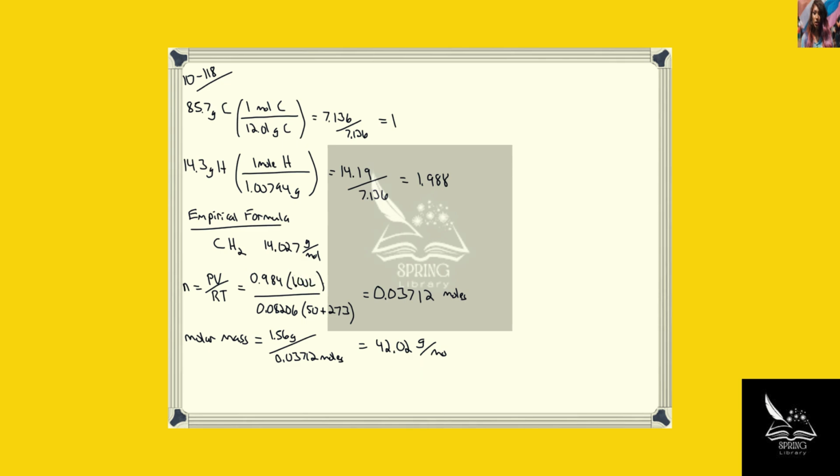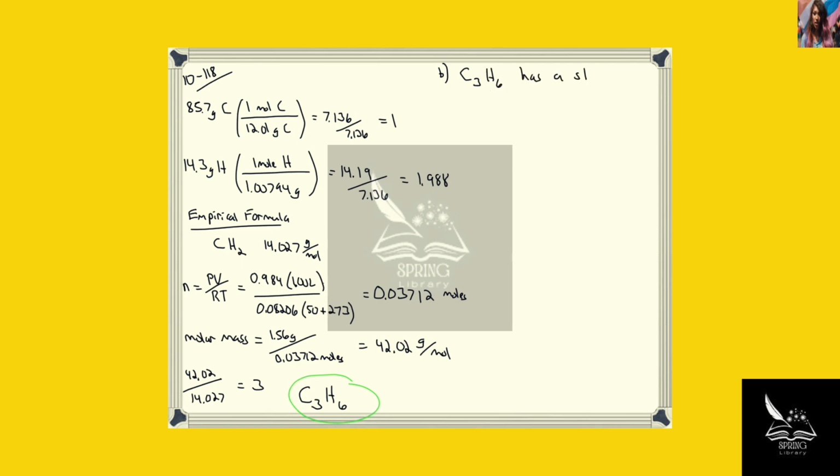So if this is the actual molar mass corresponding to the molecular formula, and this is the empirical formula molar mass, the subscript multiplier is simply this ratio, 42.02 divided by 14.027, and we get a subscript multiplier of about 3. So we need to multiply each of these subscripts by 3 to go from the empirical formula to the molecular formula. And we get a molecular formula of C3H6.